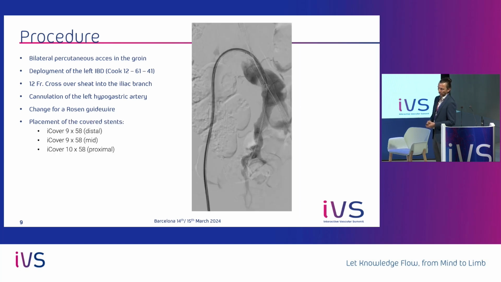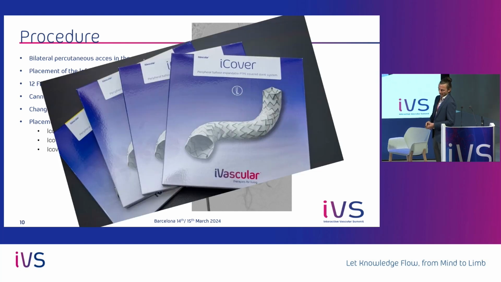And then we decided to advance 3 iCover stents. We did the 9mm distal. You can see one over here. This is the first one we were advancing quite deep into the pelvis to have a good seal. Then we placed the second one, another 9mm in the middle, and then a proximal one was a 10mm to get a good seal in the IBD. This is how it looks.